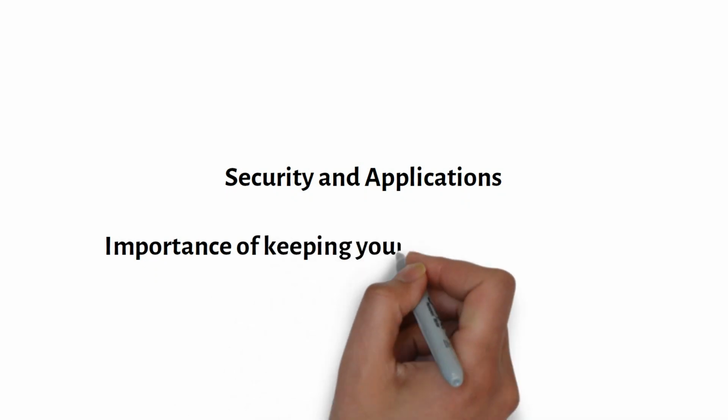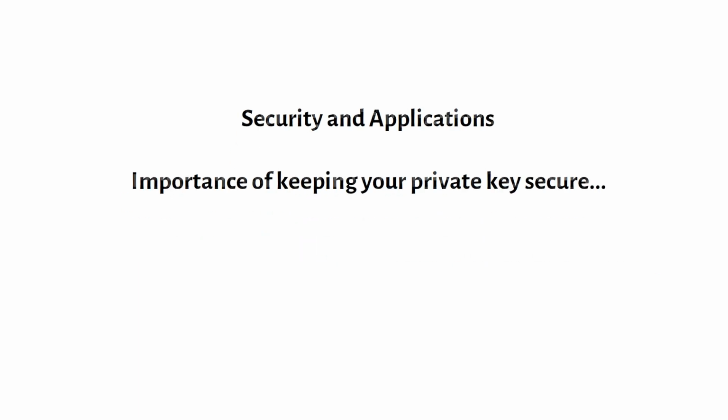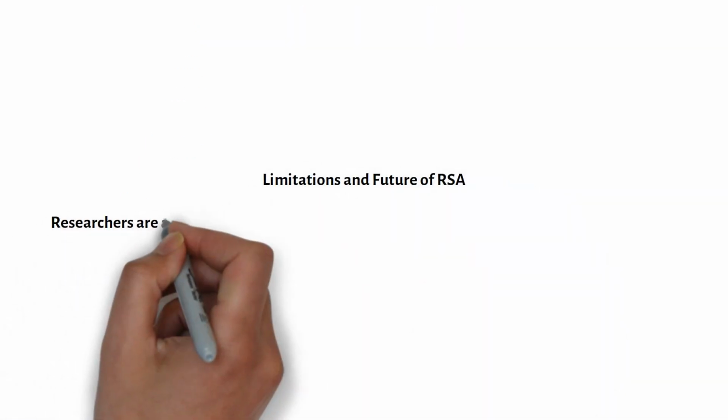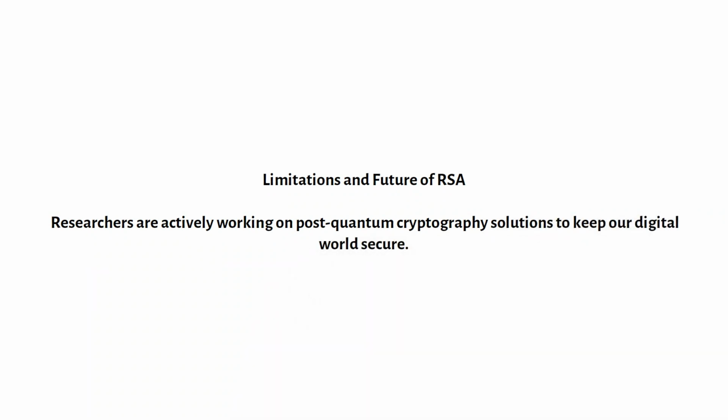RSA is secure because of the difficulty in factoring large numbers into primes. Breaking it would take immense computing power. It's widely used for securing online transactions, emails, secure messaging apps, and more. While RSA is strong, it's not invincible. Quantum computing poses a potential threat. In summary, RSA encryption is a cornerstone of secure online communication.